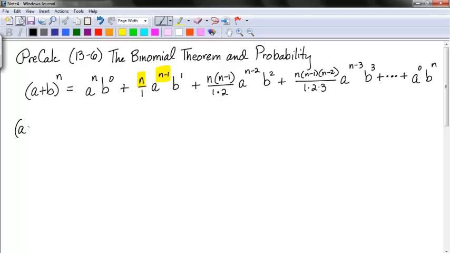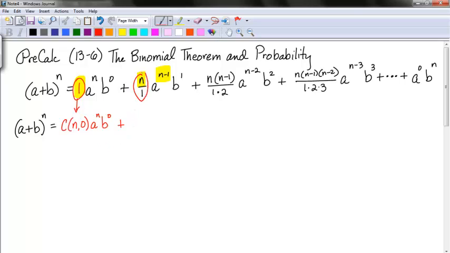I showed you with Pascal's triangle, but now I'm going to show you with the combinations. This coefficient in front of this, if there's nothing there, it's understood to be a 1. And that is actually the combinations of n elements taken 0 at a time. And it's a to the n power b to the 0 plus. So this is that combination.